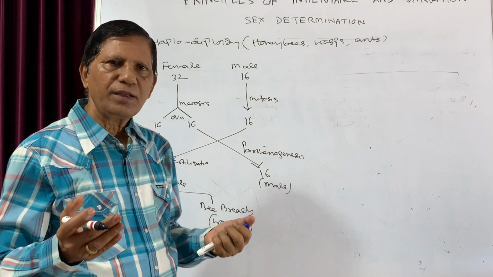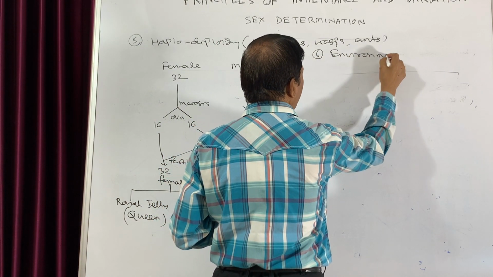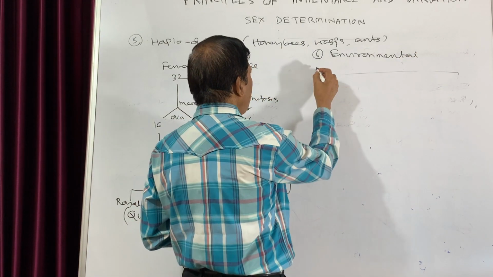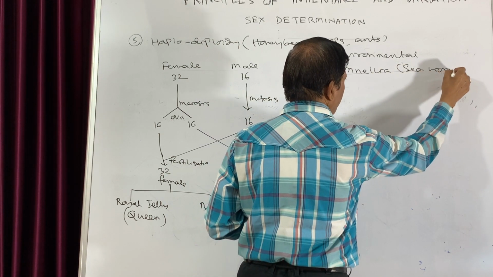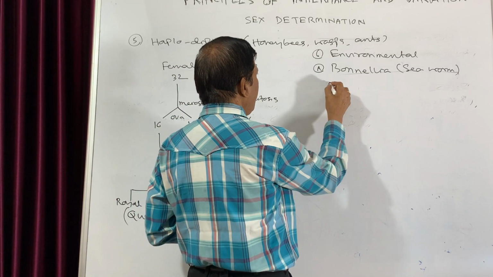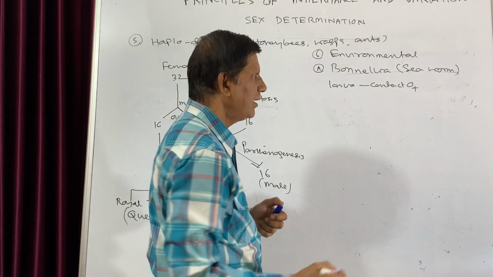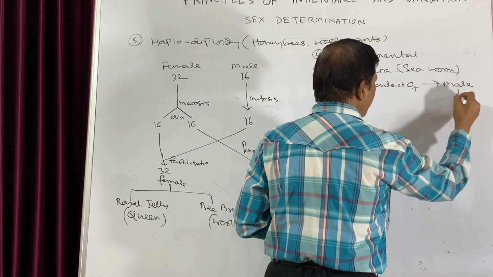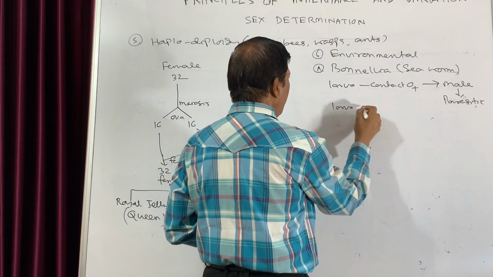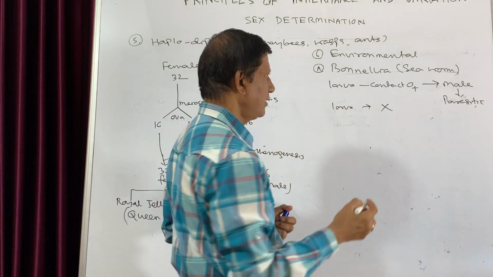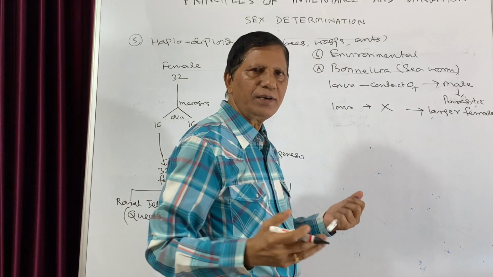Besides this, there are also some environmental ways of sex determination. So the 6th one we can write environmental. In case of environmental, first I will give you an example of Bonellia. Bonellia is a sea worm. So in case of Bonellia, what happens? If the larva comes in contact with the female, then it develops into male, and the male is parasitic. It remains within the body of the female. And if this larva doesn't come in contact with any such substance, then it develops into a larger female. This is completely depending upon the environment.